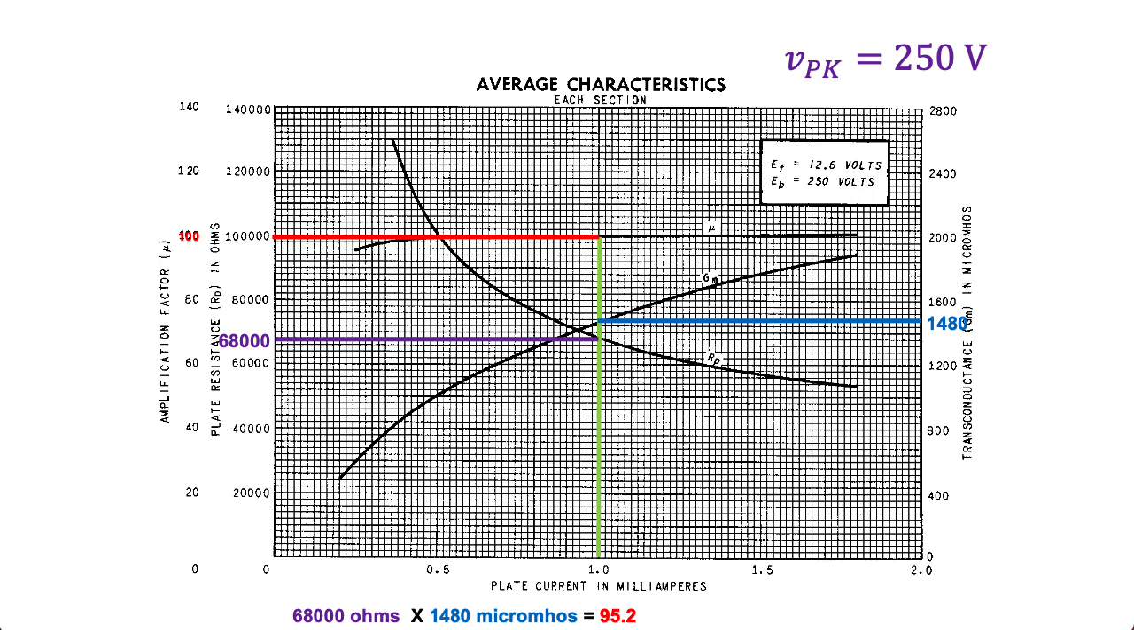Now, remember that earlier in the lecture, we estimated RP and GM by taking finite differences from curves found on other graphs on the datasheet. And if we compare what we have here to what we found before, we previously computed GM as being 1600 micromhos. That's pretty close to the 1480 we found here. And we earlier estimated our RP at 66.7 kiloohms, which is pretty close to the 68 kiloohms. So close enough for rock and roll.